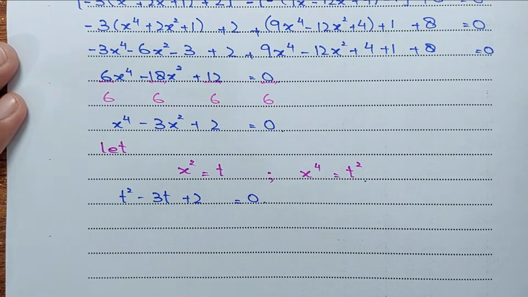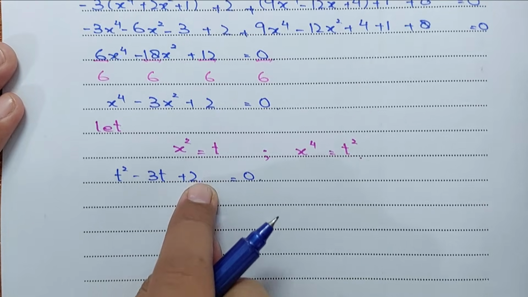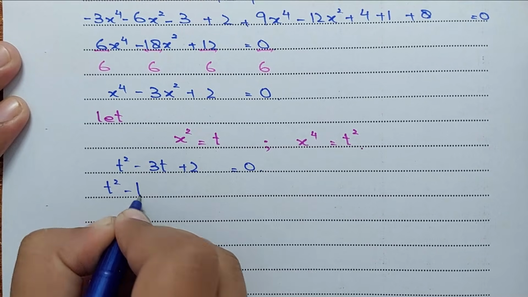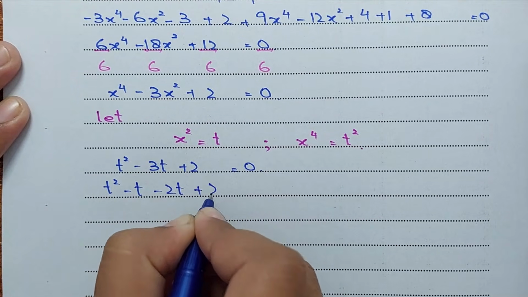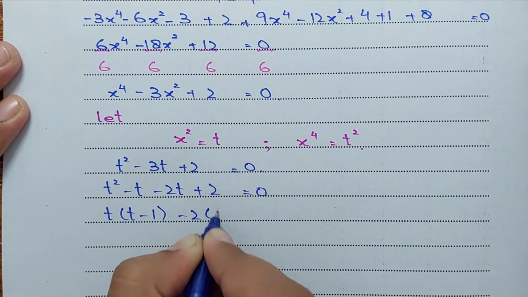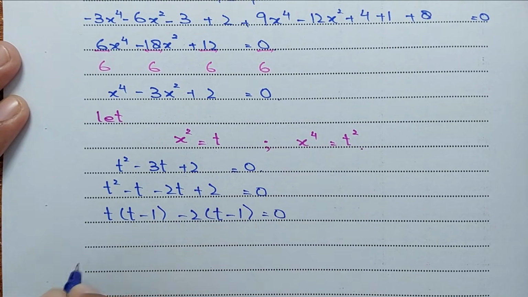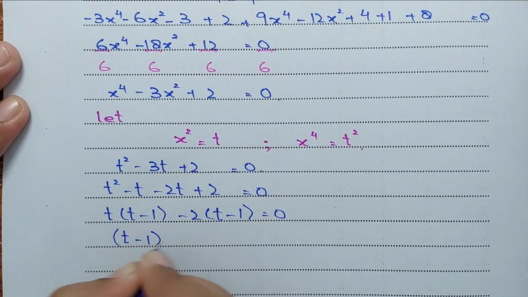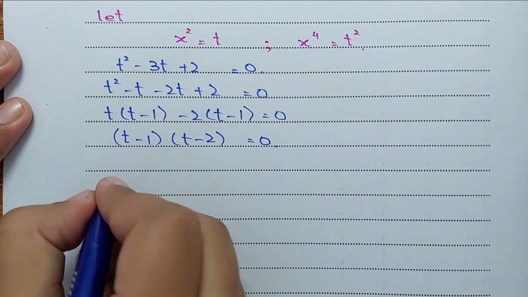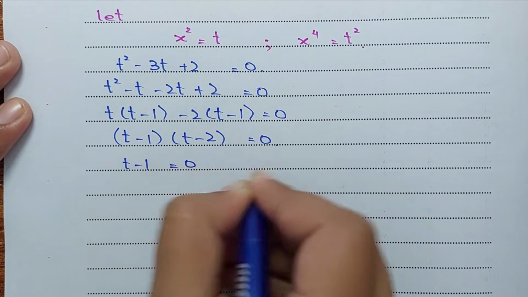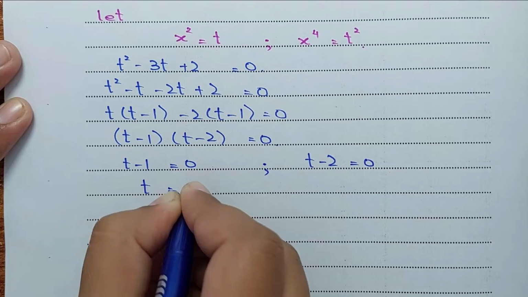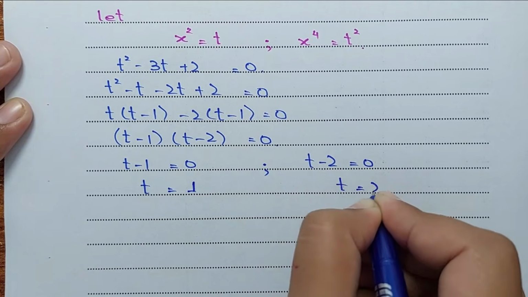Now 1 times 2 is 2, and minus 1 minus 2 gives you minus 3. So t square minus t minus 2t plus 2 equals 0. Let's take t common, t minus 1 is left. Negative 2 is common, t minus 1 is left. The two factors are t minus 1 and t minus 2 equals 0. Now t minus 1 equals 0 and t minus 2 is also equal to 0. So the t value is 1 over here and the t value is 2.